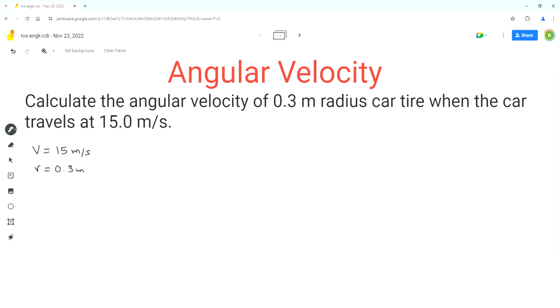The unit for angular velocity can be radians per second or degrees per second. Let's calculate the angular velocity in radians per second first, and then we'll calculate the angular velocity in degrees per second. So let's start with radians per second. We are given that the speed of the car is 15 meters per second. So that's also the linear speed of the car tire. The unit of the linear speed is meters per second.